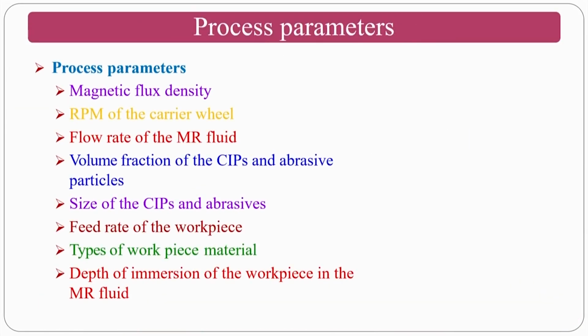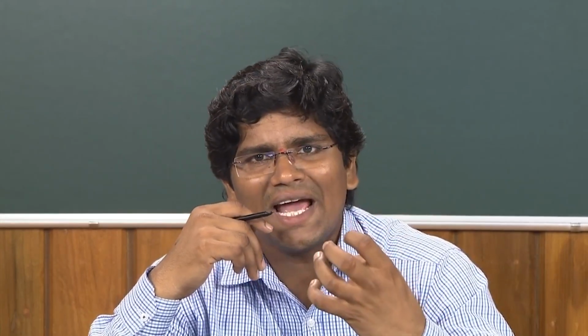So the process input parameters are: magnetic flux density is the first parameter, and the RPM of the wheel. If the RPM is very high, your shearing forces will be very high. The flow rate of the MR fluid: if the flow rate is very high, the number of abrasive particles coming into finishing action will be more and more. So the material removal rate will increase.